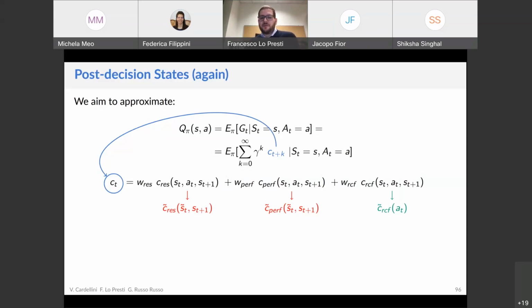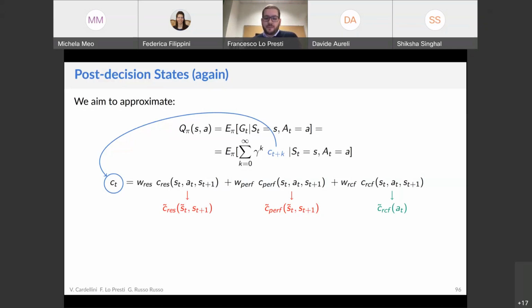Similarly, the performance violation that we may have at any time does not depend on the specific action we have performed once we have the post-decision state, which describes the new configuration in which the application runs. Differently, the reconfiguration cost depends on the action we perform, because if we perform a scaling operation, we pay some reconfiguration penalty. Conversely, it does not depend on the specific state where we perform a reconfiguration.